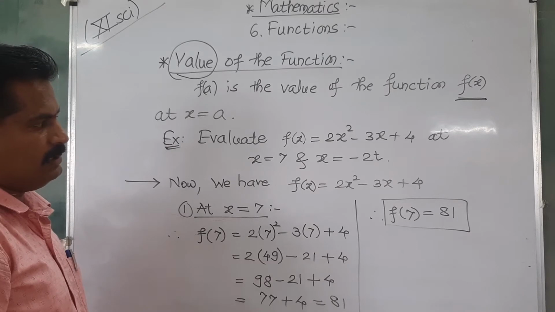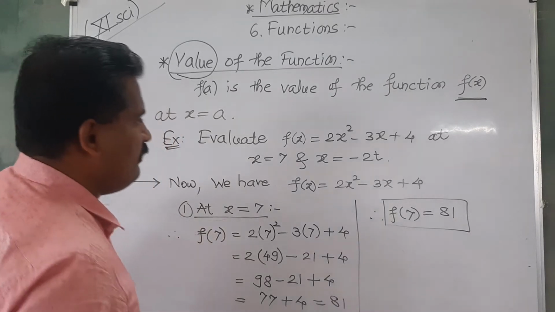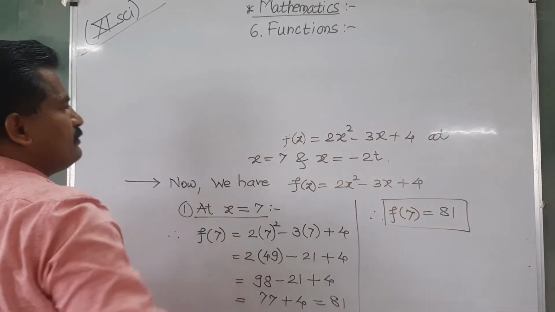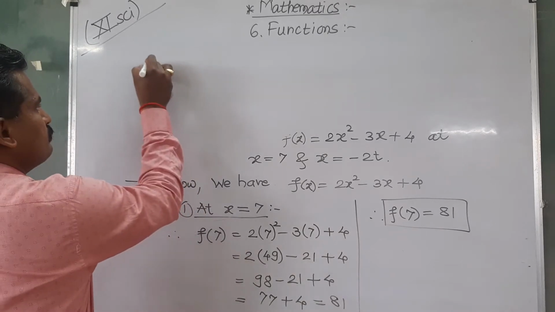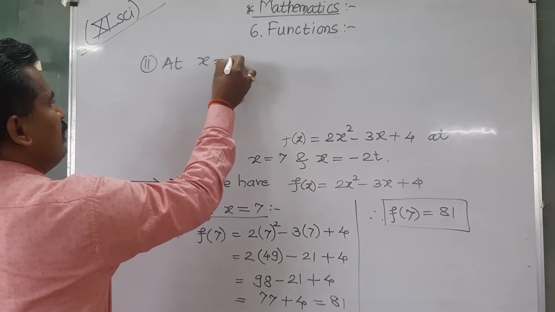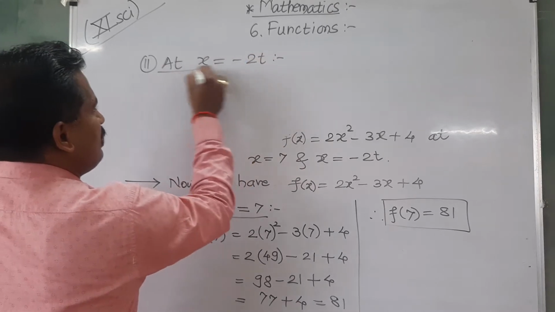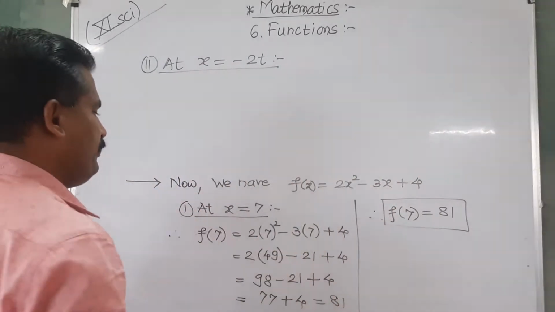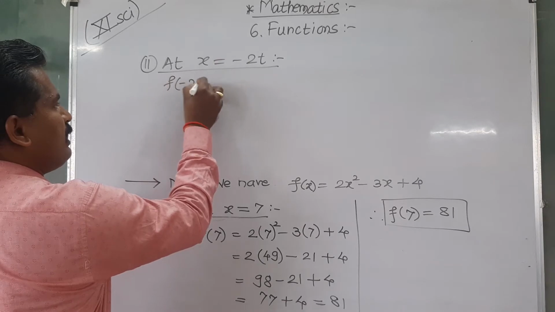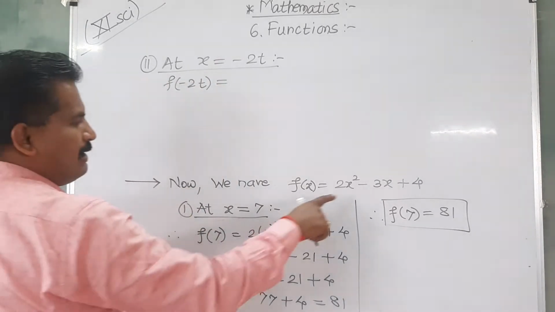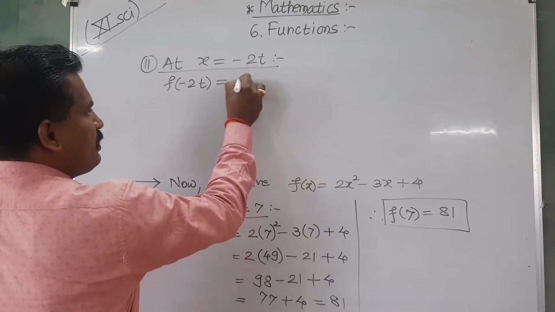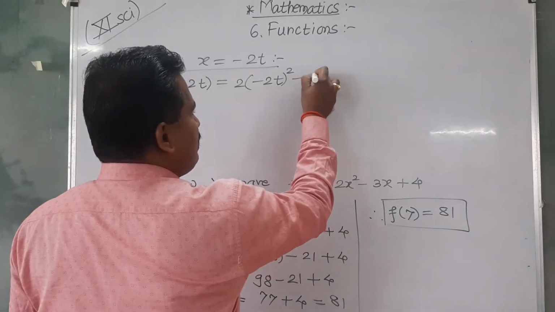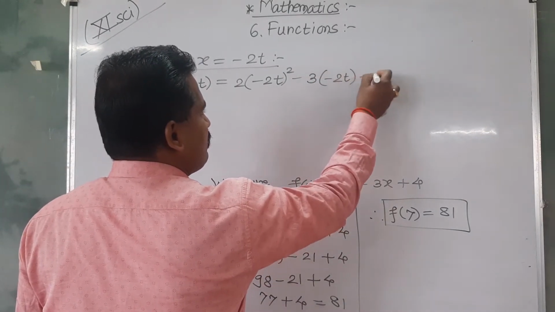Now we have to find the next value at x is equal to minus 2t. Okay. Therefore, f of minus 2t is equal to, replace x by minus 2t. Therefore, 2 into minus 2t square minus 3 into minus 2t plus 4.